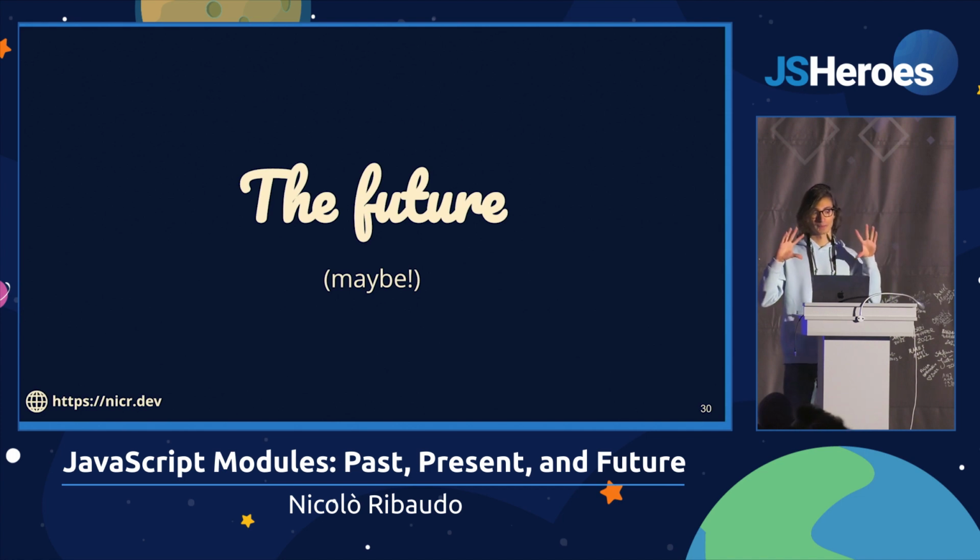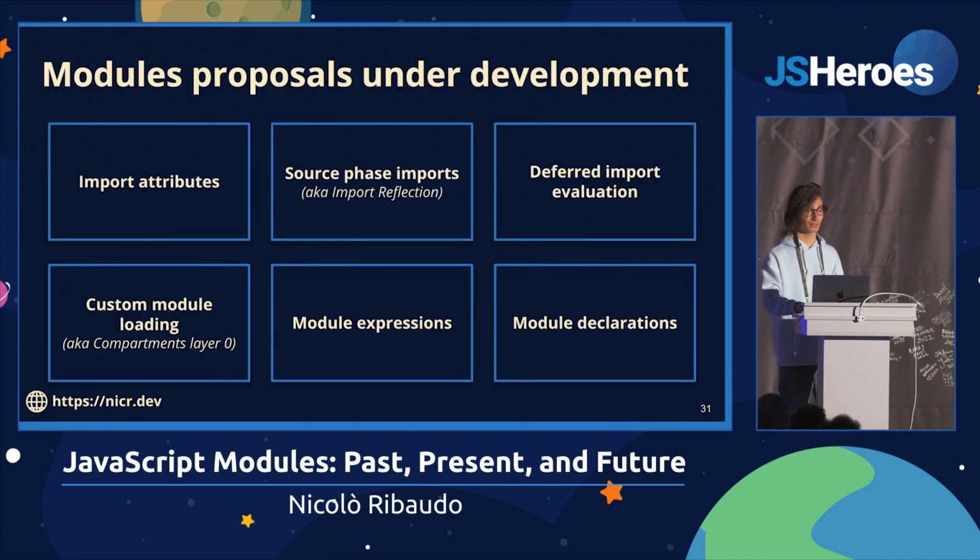So the slides I'm going to show now are what is being worked on right now. It might be very different from what we'll have in browsers one day. I'm going to show 6 different proposals. You don't need to read all the names now. I'm going through all of them in more detail.